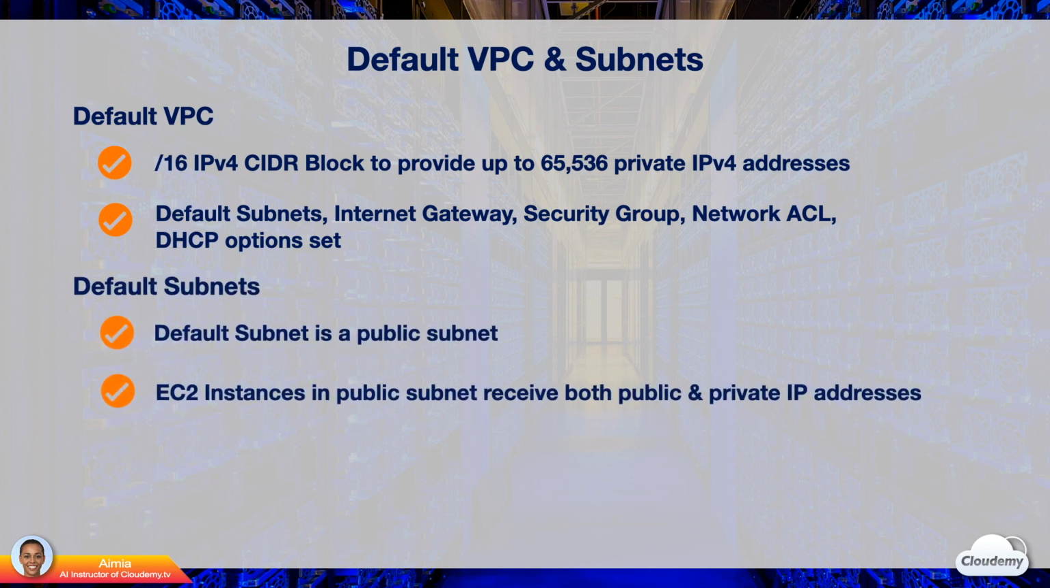The default subnet is a public subnet, as the main route table sends the subnet's traffic that is destined for the Internet to the Internet Gateway. EC2 instances that you launch into a default subnet receive a public and private IPv4 address. Without a public IP address, your audience won't be able to reach these instances over the Internet.